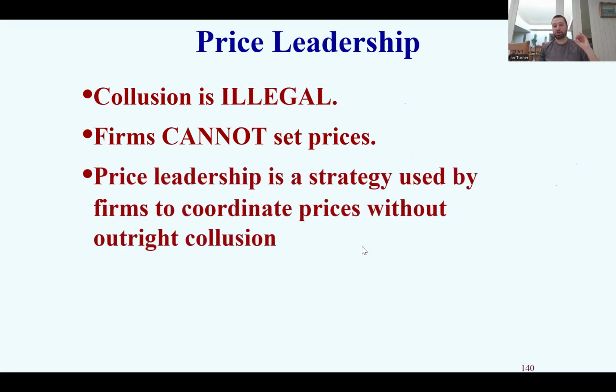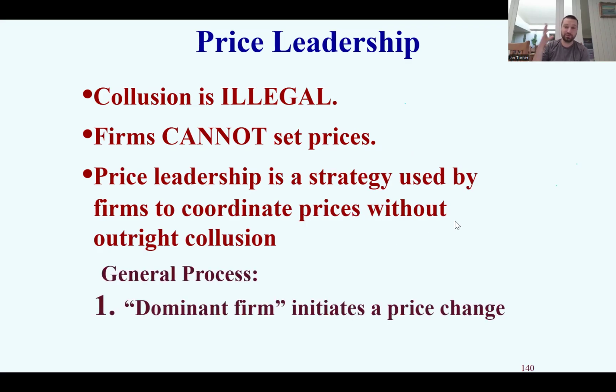So price leadership is a strategy. It's used by firms to coordinate prices without outright collusion. Okay. So that's what price leadership is. Here's how it goes. There's a dominant firm, right? And they're the one that initiates a price change.